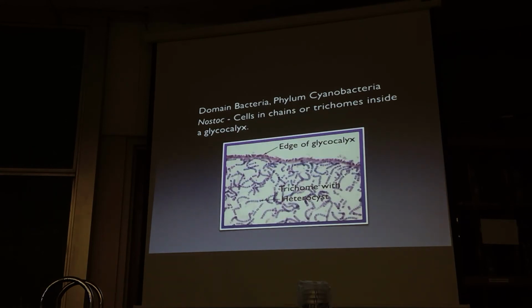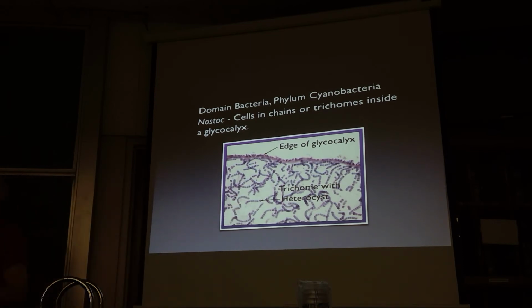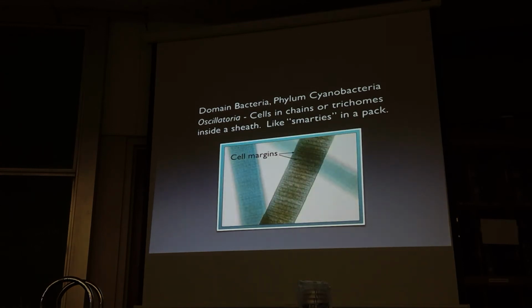The next one is still domain Bacteria, phylum Cyanobacteria. This is Nostoc. Nostoc can live in colonies that can be this big around. The cells are microscopic, but they form a glycocalyx around them, and the cells live inside. So what we're looking at is the edge of a glycocalyx, and inside are these chains of cells. They look somewhat like Anabaena, except they're in this glycocalyx, which Anabaena is not. So that's Nostoc.